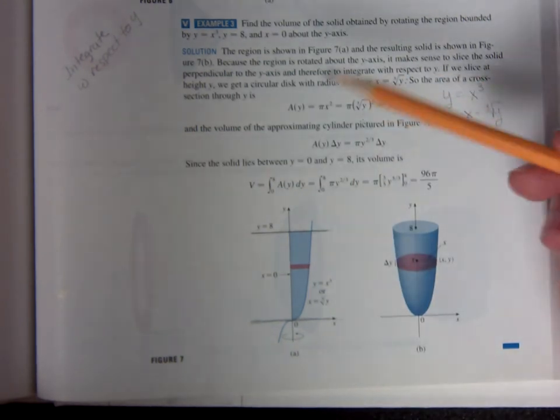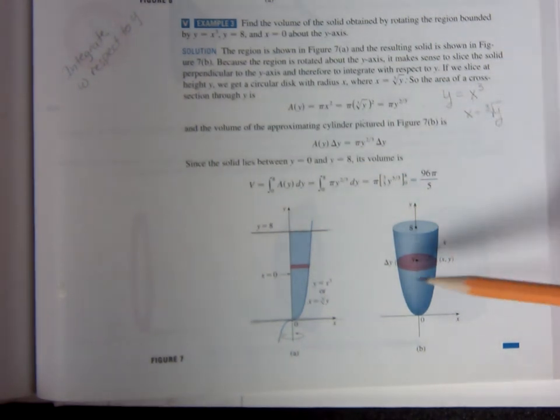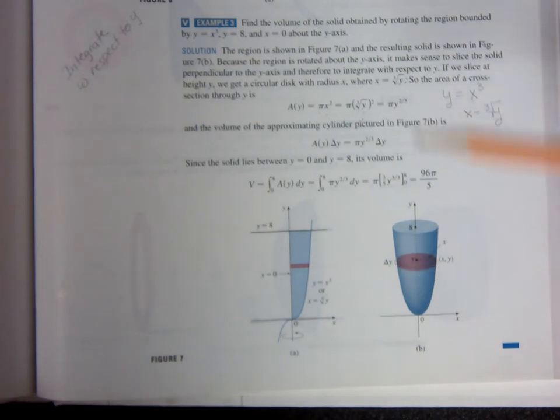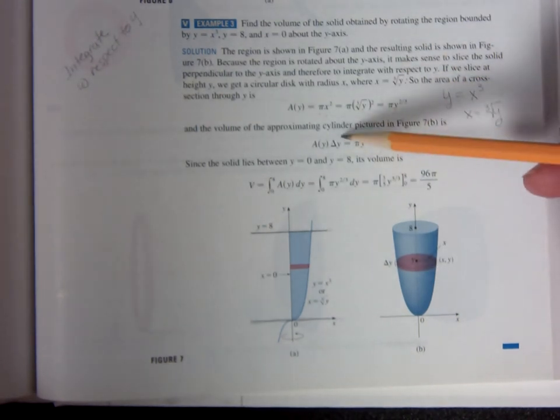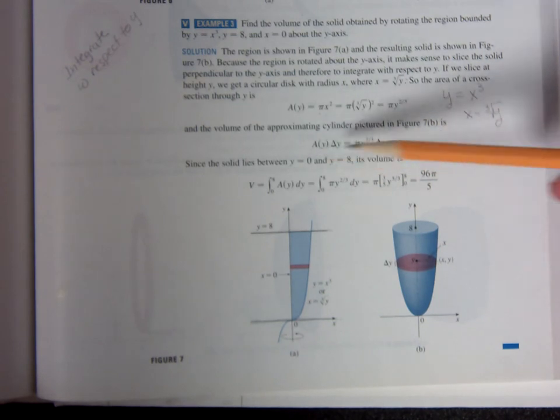Again, this is just my area. So now I have to have delta y, which is my thickness, and it's delta y again because we're going along the y-axis for the thickness. So I have delta y. So I have pi y^(2/3) delta y. And then I'm going to look at from 0 to 8.